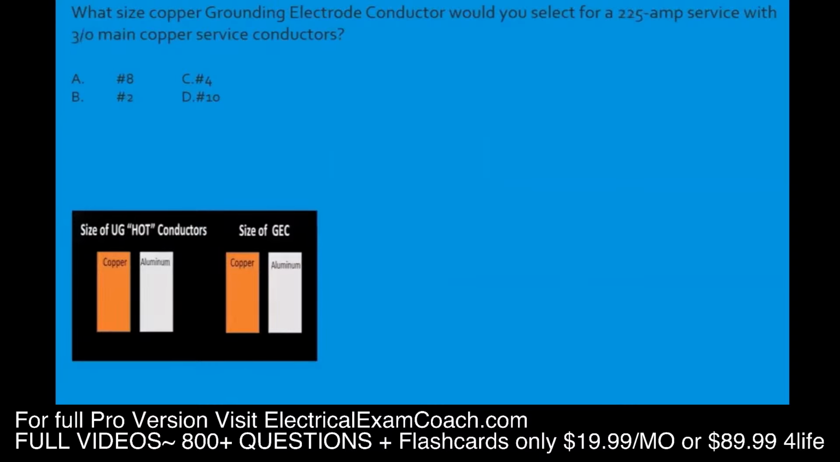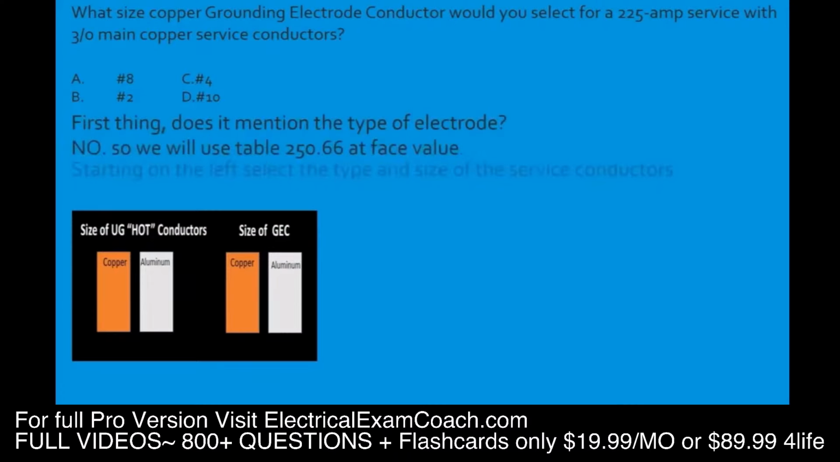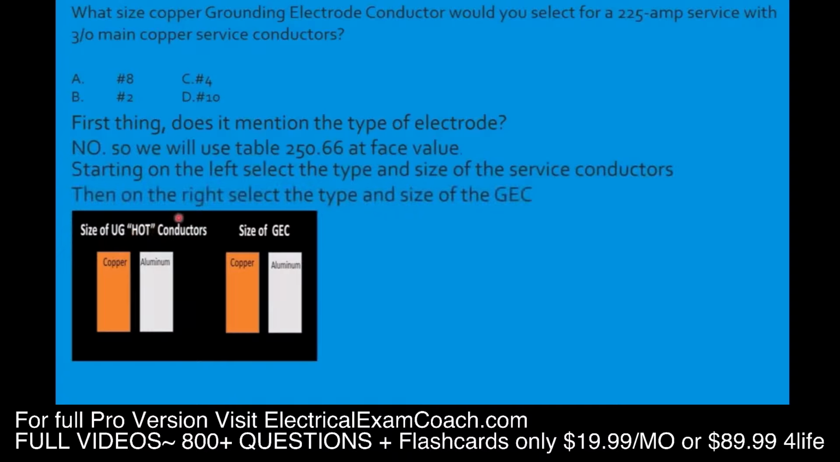What size copper grounding electrode conductor would you select for a 225 amp service with 3-aught main copper service conductors? So the first thing, does it mention the type of electrode? No, so we're going to use table 250.66 at face value. So starting on the left-hand side, being careful to reread our question, in this case we're going to start on the copper side. Then when we go to make our GEC selection, we're going to slide over to the right. We're going to look at our question again, and we're going to select from the copper side over here as well. And in this case, we're going to find that we would be required to have a number 4, and we would select C. Great job.